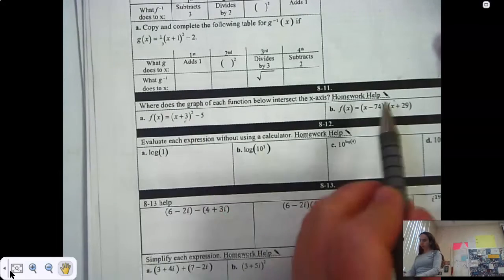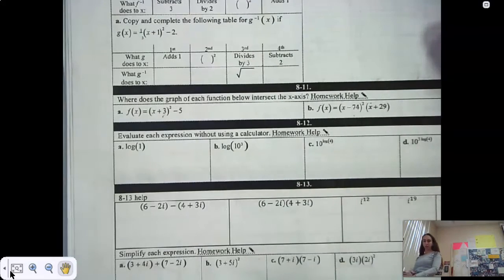Okay? All right. Where does it intersect the x-axis? You can use Desmos or look at it.